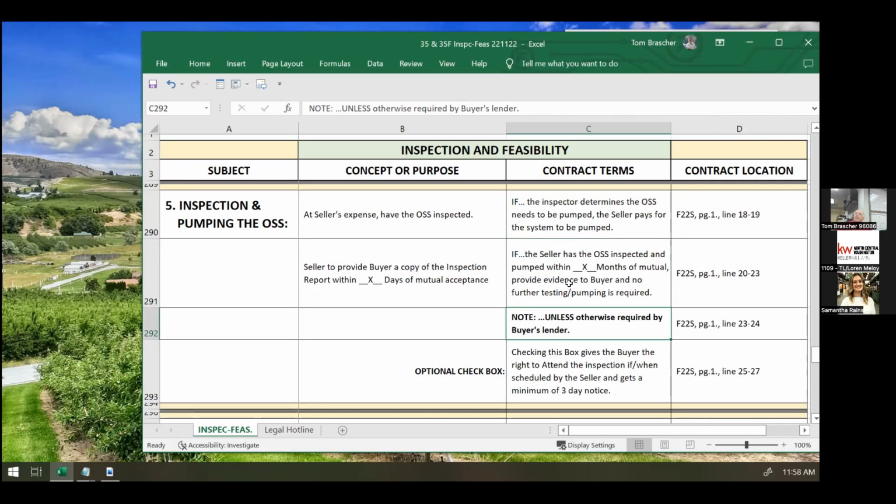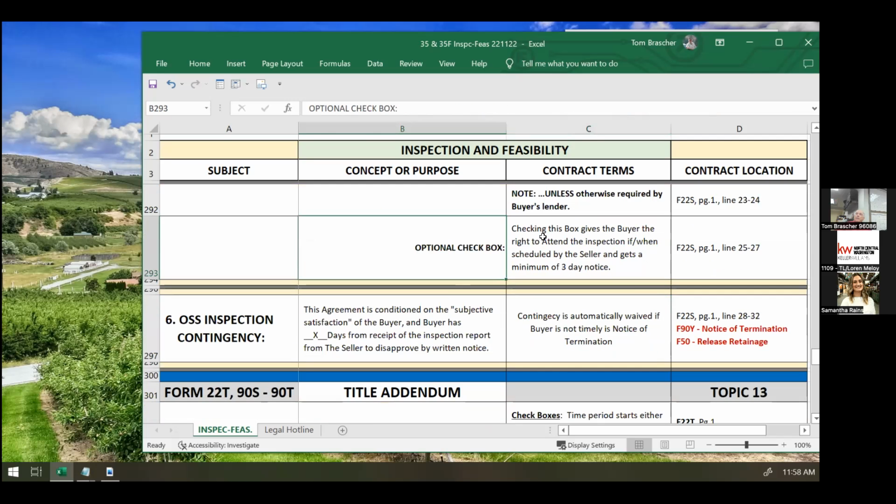And the only other thing in there is a provision that if there's something from a lender that's requiring, let's say as you say it's 18 months, you don't have to redo it. And the lender says, no, if it's in 12 months, they have to do it. That would control, and no matter what's in there, they would have to do that anyway, because of that lender provision. The optional box, checking this box, gives the buyer the right to attend the inspections scheduled.